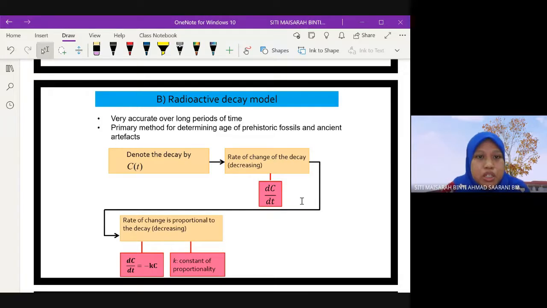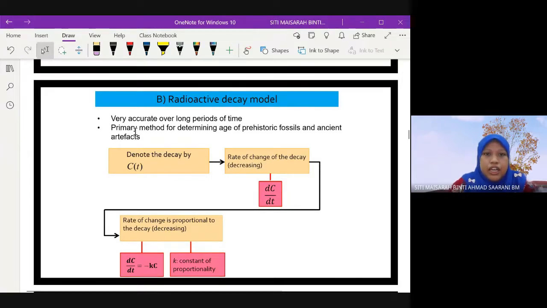Okay, so bermaksud kat sini kalau let's say denote the decay itulah yang dia punya mass itulah is actually dia relate dengan mass of radioactive itulah. Denote the decay by C in term of time. So ini pun samalah, awak boleh represent apa-apa sebenarnya. So let's say kat sini dia guna C. So jadi rate of change of decay is dC over dt.